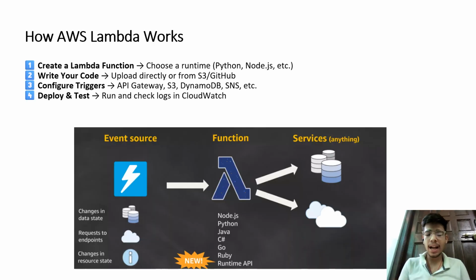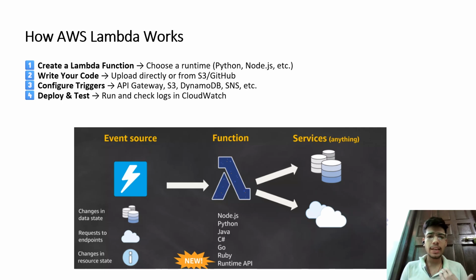Now let us see how AWS Lambda works. Basically, you just need to choose the environment, like Python or Node.js, in which you are supposed to write your function, and you need to upload that function through S3, or you can configure it with the help of GitHub. Now, that's the only single function, which is your Lambda function, and it will be executed when your event happens.